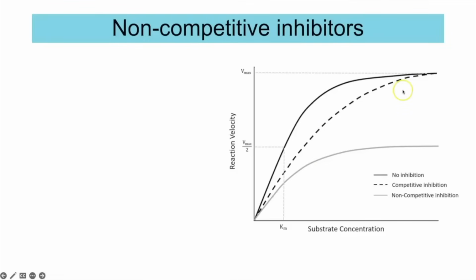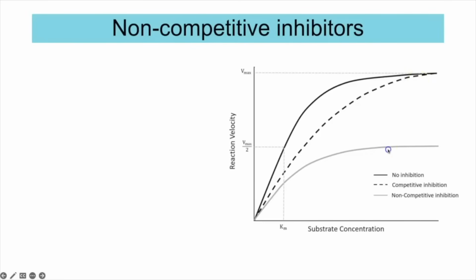And that's what we can see here in this graph. At low substrate concentrations, the competitive inhibitor has lowered the rate of reaction compared to the enzyme reaction with no inhibitor, but at a high concentration, they both plateau at the same maximum rate.